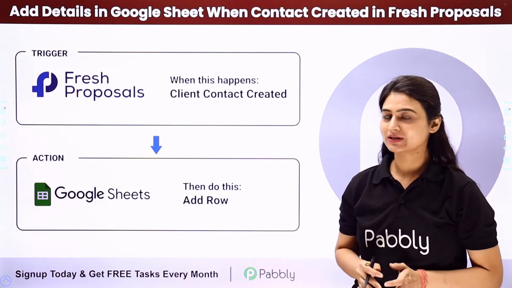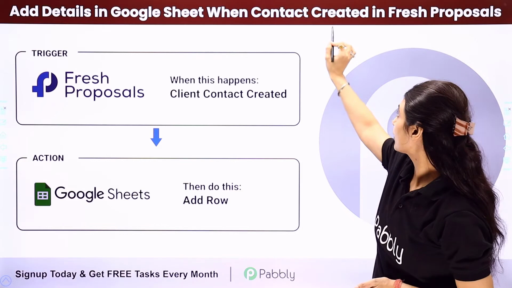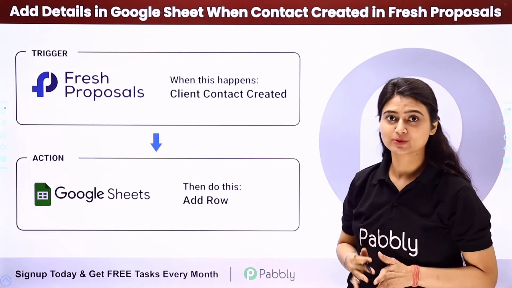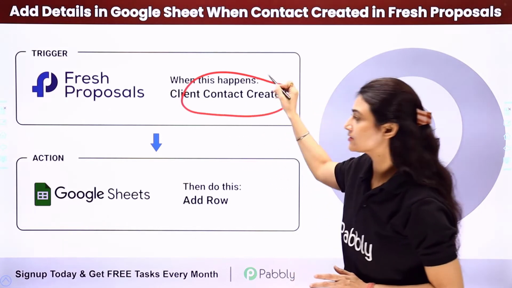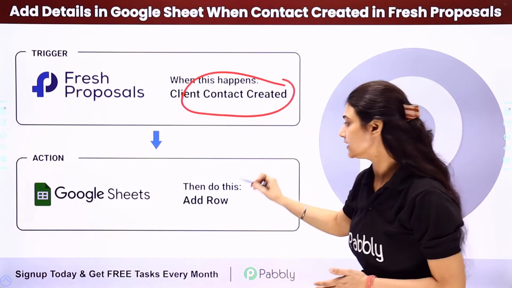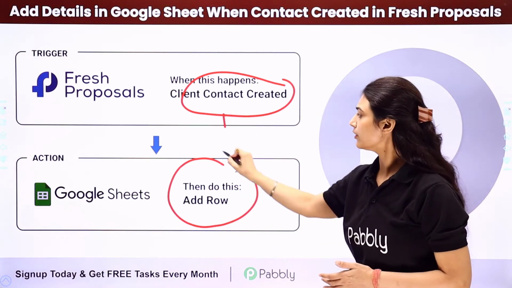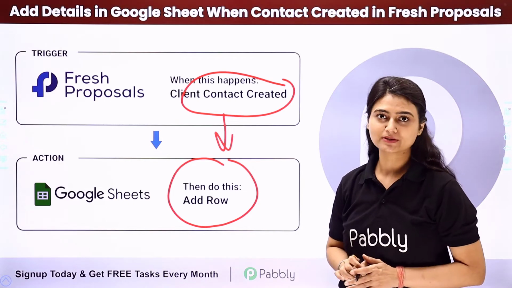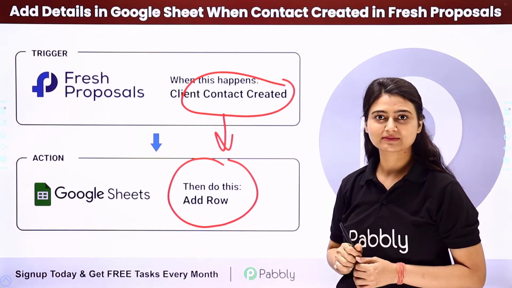In this video, we will learn how you can automatically add details in Google Sheet when a contact is created in Fresh Proposals. So let's say you want every time a client contact is created in Fresh Proposals, its details like the client details and the company details should be added as a new row in Google Sheets. So we are going to automate this entire process using Pabbly Connect. Come to my screen to see how we do this.